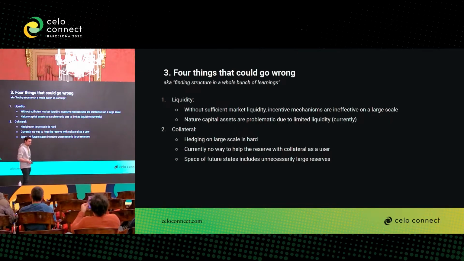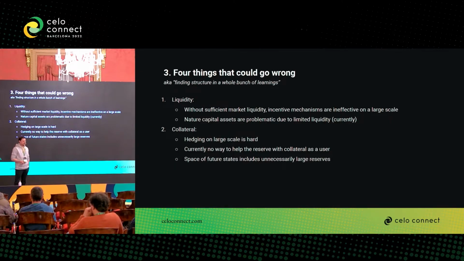And the second thing being collateral. If there is no collateral left in the reserve and somebody wants to return stable tokens, then you have nothing to give in return. And that's, of course, an obvious source for depegs.